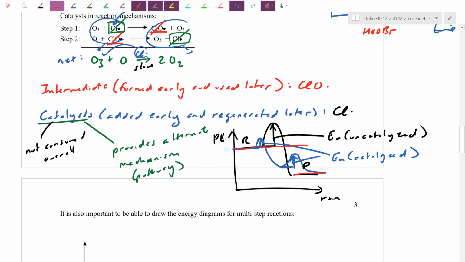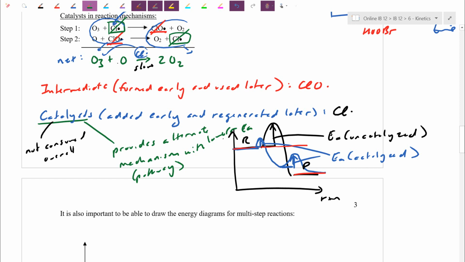So therefore, it overall is a faster reaction. So it provides an alternate mechanism, an alternate pathway. The key here is a lower activation energy, with an easier pathway. Right? And again, it's not necessarily the number of steps. Sometimes a 2-step pathway is harder than a 1-step pathway, but overall, it's actually looking at the pathway itself. It's actually an easier way to go about it.